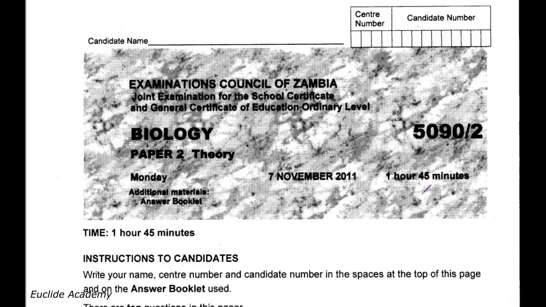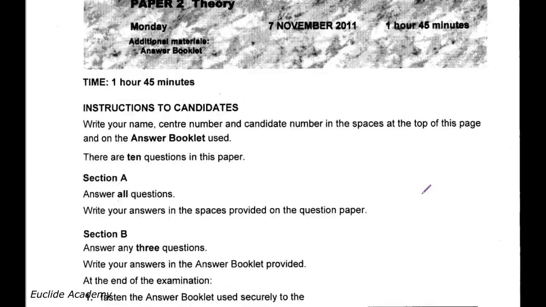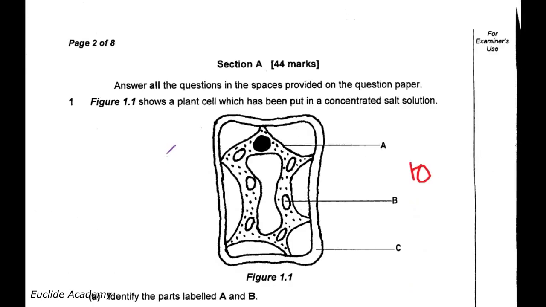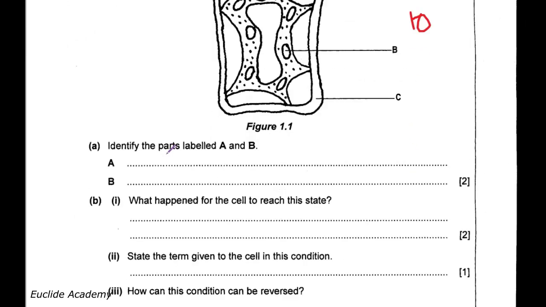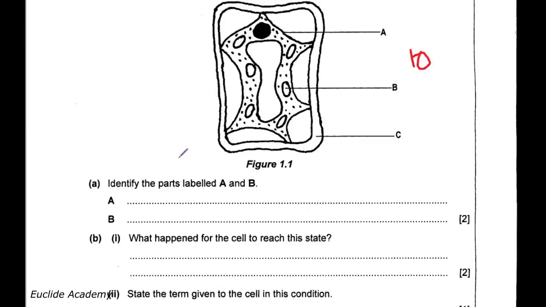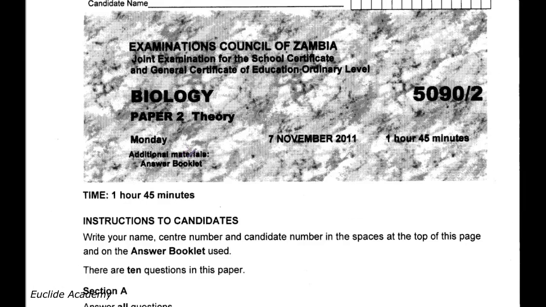For example, this biology paper 2 has got two sections. There is section A and section B. In section A, you've got a couple of questions, like question 2, question 3, like that. So you look at how much time you've been given. So you've been given 1 hour 45 minutes. So the first thing that you do is not to actually answer the questions.